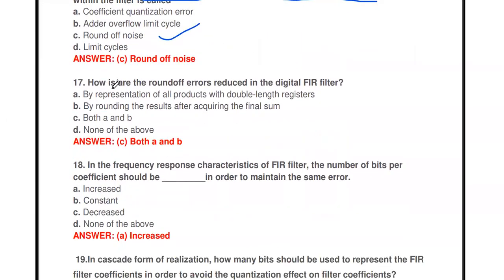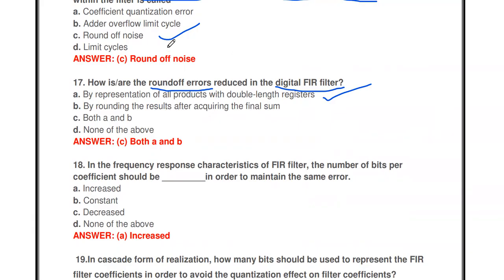Then the next one, how is the round off error reduced in the digital FIR filter? In a digital FIR filter, how is the round off error reduced? By representation of all products with a double length register, by rounding the result after acquiring the final sum, both A and B, none of the above. Instead of using an 8-bit register, we may use a double length 16-bit register, which reduces the round off error. So why are we getting this much error, this finite word length effect?